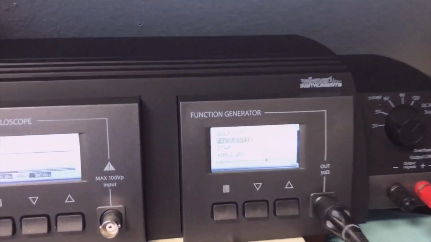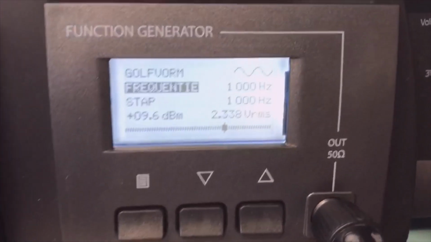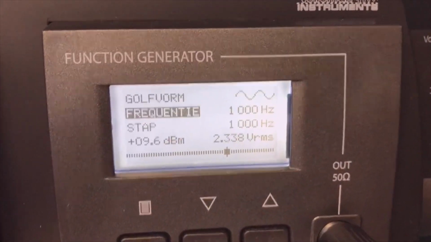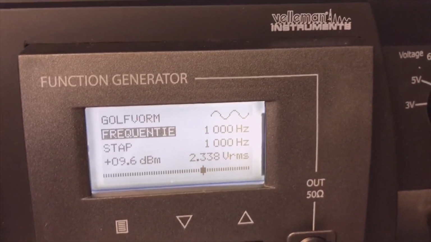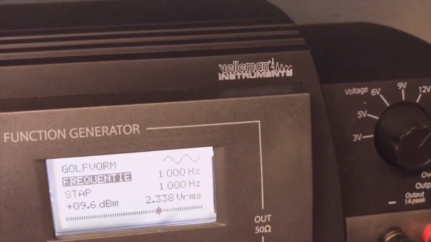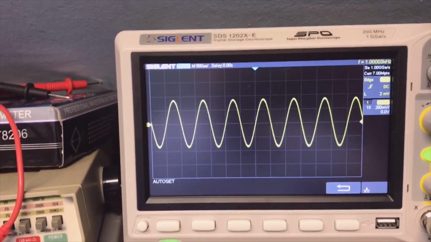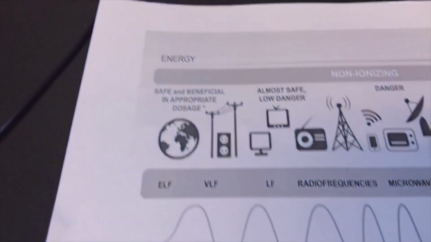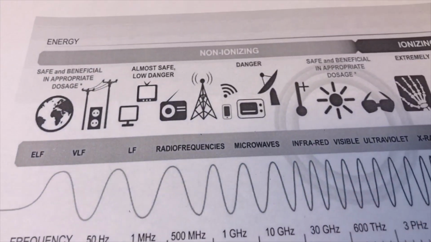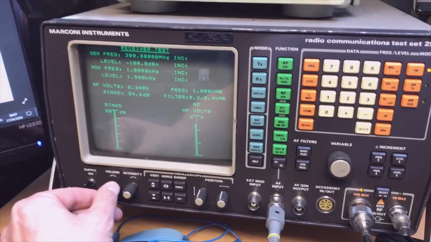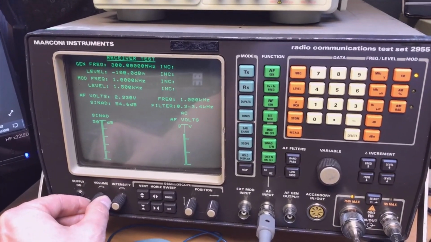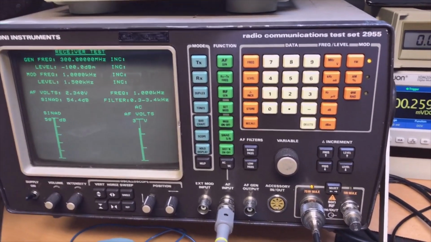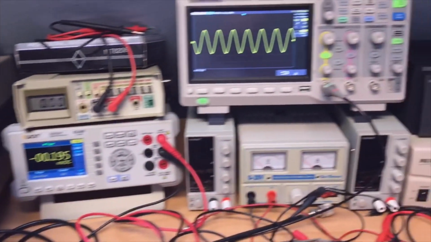Here I have my audio frequency generator. It is on sine wave, and it's 1000 hertz, which is 1 kilohertz, which is perfectly fine for humans to hear. Here you can see the frequency on the scope, so you can really see when we raise the frequency, the waves will come closer together. And I use my Marconi to have the audio, so you can hear the audio. It's a bit annoying, but for the example, it's great.